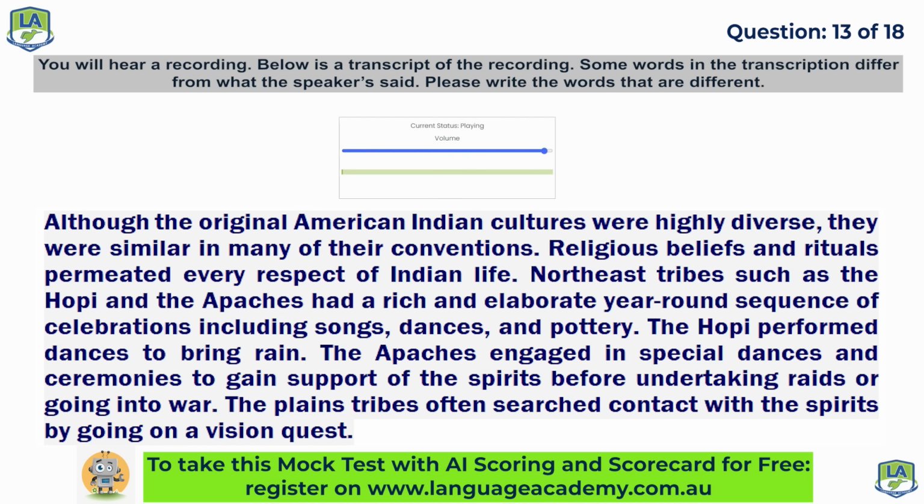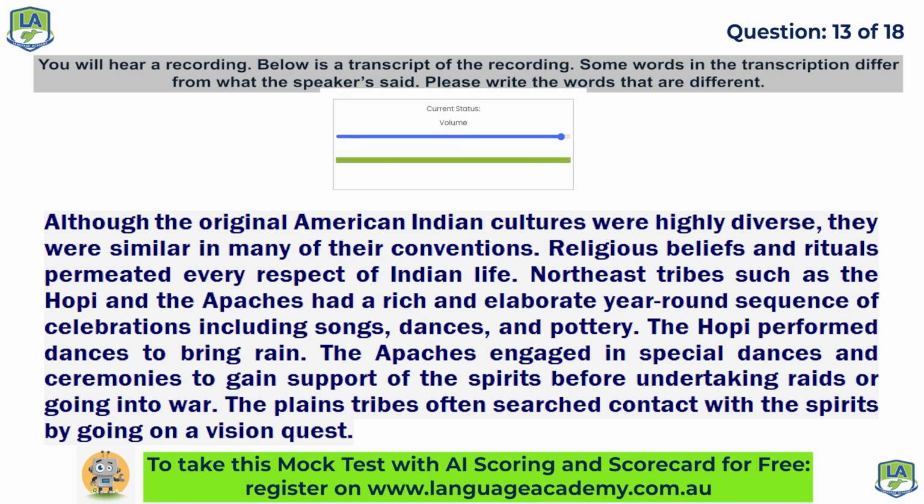Although the original American Indian cultures were highly diverse, they were similar in many of their traditions. Religious beliefs and rituals permeated every aspect of Indian life. Southwest tribes such as the Hopi and the Apaches had a rich and elaborate year-round sequence of ceremonials, including songs, dances, and poetry. The Hopi performed dances to bring rain. The Apaches engaged in special dances and ceremonies to gain support of the spirits before undertaking raids or going into war. The Plains tribes often sought contact with the spirits by going on a vision quest.